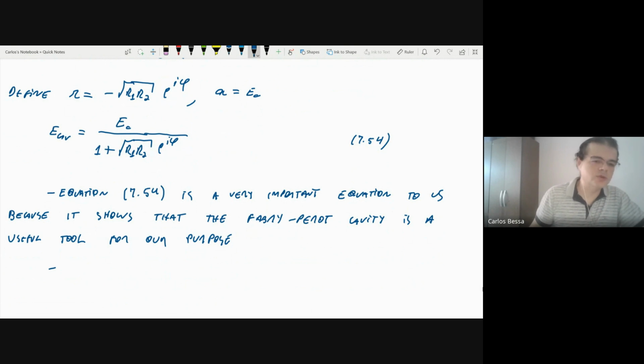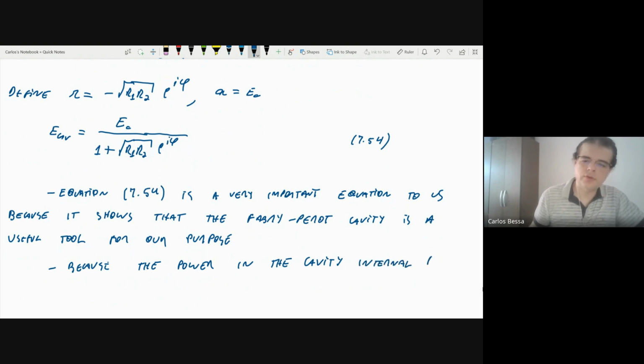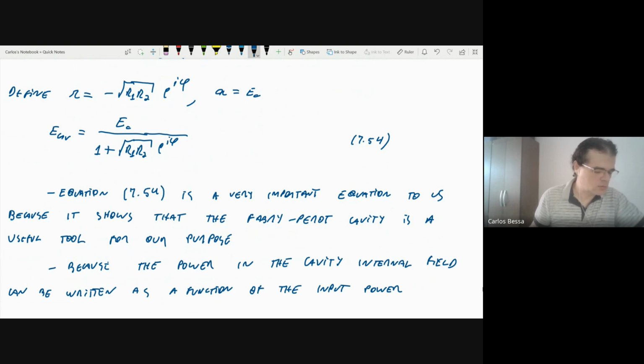The cavity is useful too for our purpose because the power in the cavity, the internal field, can be written as a function of the input power and field frequency.